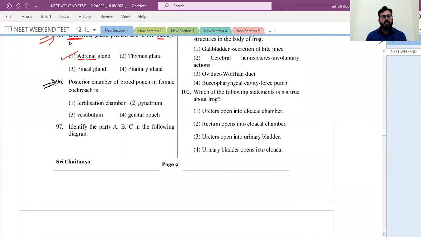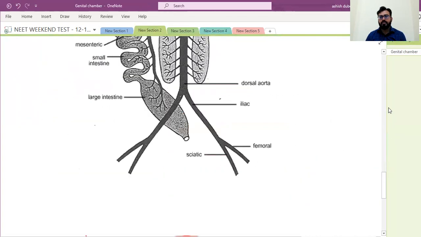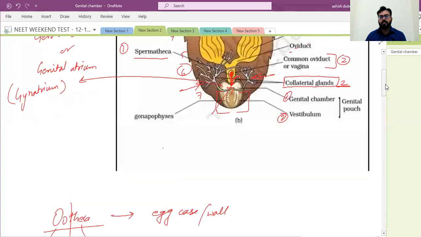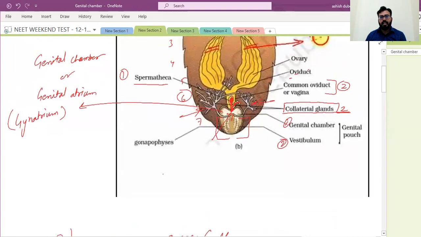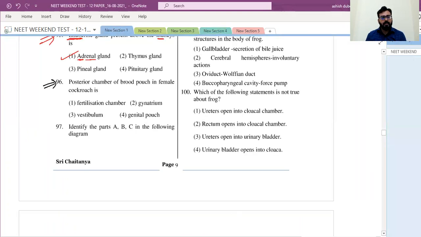96th question, posterior chamber of brood pouch in female cockroach is known as the vestibulum. Many times we came across this thing. See here, the anterior chamber is the genital chamber. The posterior chamber is the vestibulum here in the genital pouch. So vestibulum will be the answer to question number 96.